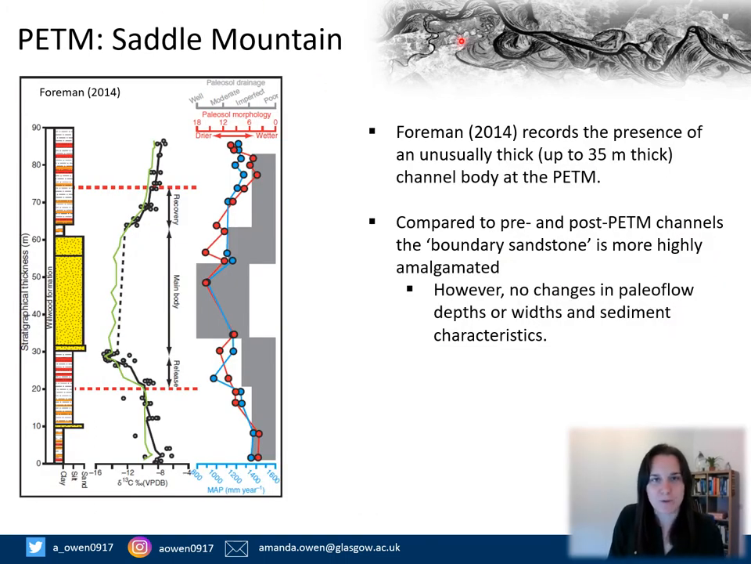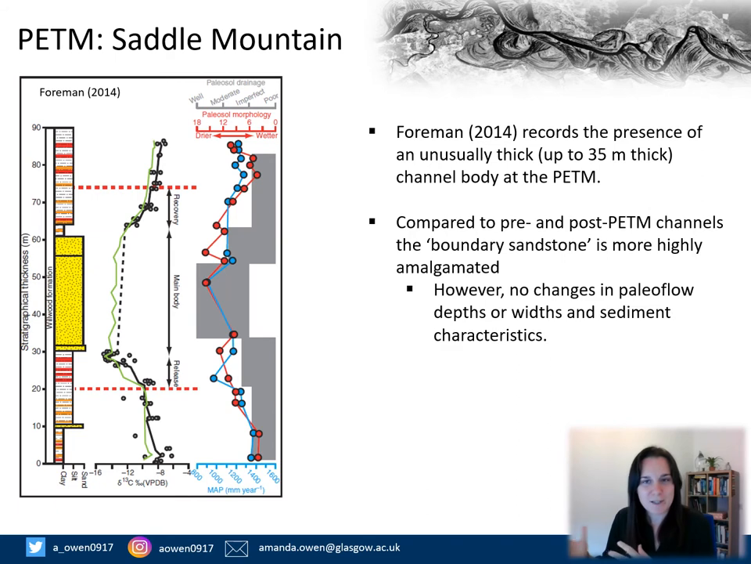Then go over to Saddle Mountain, a new site, and a researcher here records the presence of a really thick channel body, so deposits of river channels on top of each other. And they said it actually got to a record thickness, 35 meters thick. Now, if you compare that deposit to pre and post PETM channels, the authors recognize that the PETM interval had a much larger scale river system.